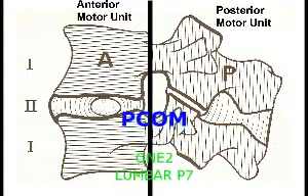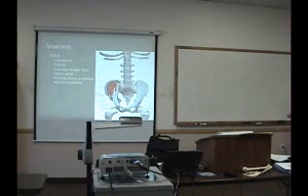So now we have the bones of the pelvis. We have the sacrum, and the innominate, or os pelvis. So you have the ilium, ischium, and the pubis.